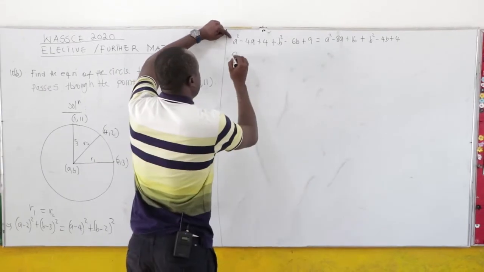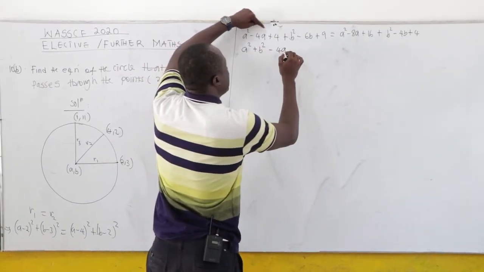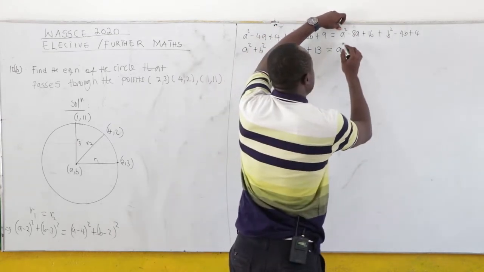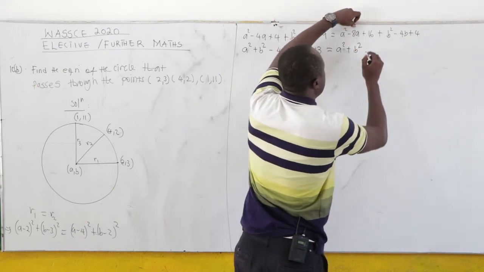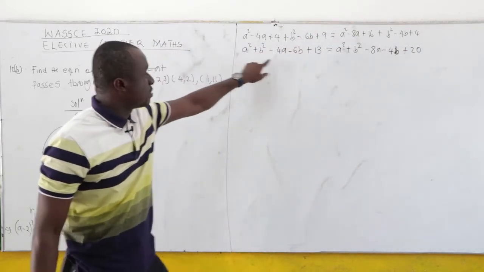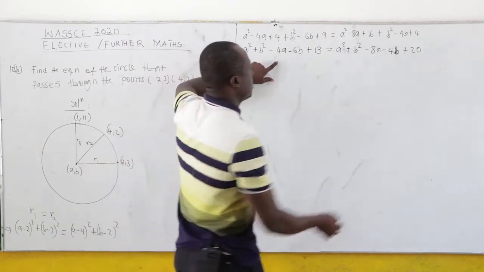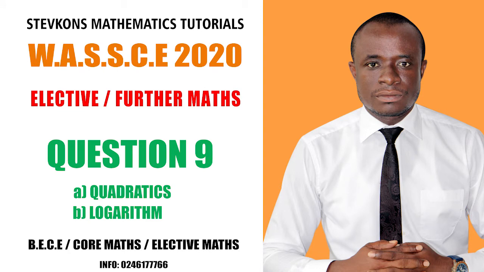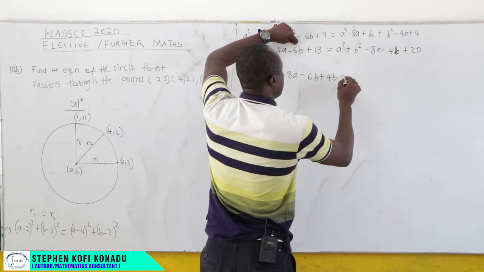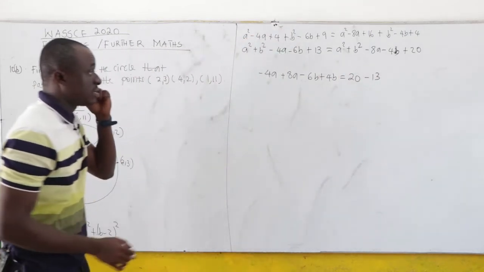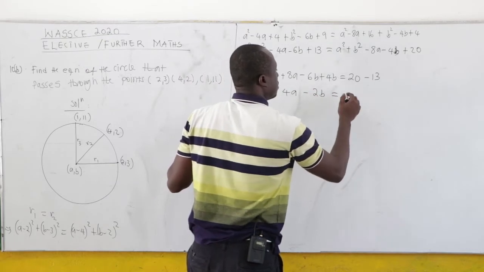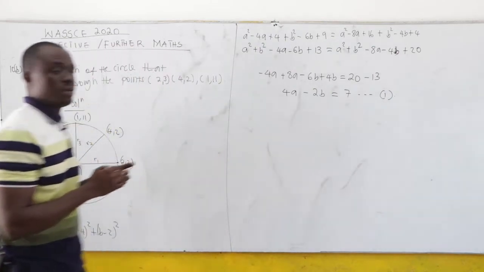Now here, so you have a square plus b square minus 4a minus 6b, 4 plus 9, that is 13, equal to, now what do you have here? a square plus b square minus 8a minus 4b, 16 plus 4, this is giving us 20. Now a square plus b square cancel out. So let's bring everything here. So you have negative 4a, now leave it, plus 8a, minus 6b, let's bring this here, plus 4b, equal to 20, this will go there, that is negative 13. And this will give us 4a. This and this will give us minus 2b, and then this and this will give us 7. Let's call this equation 1.